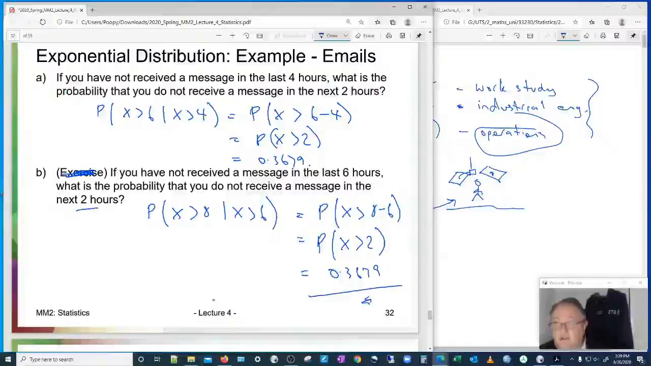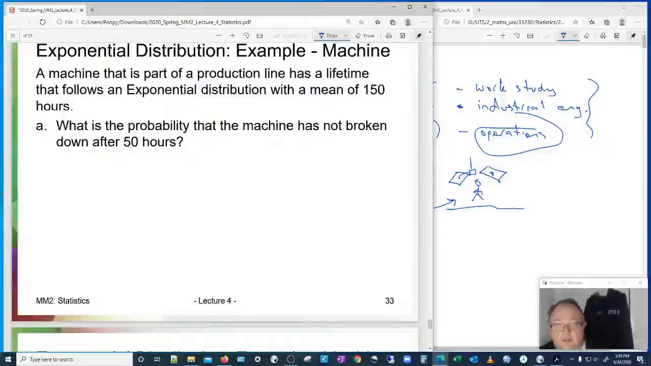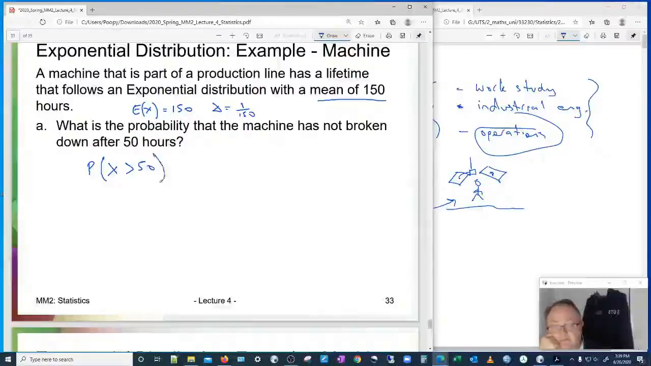All right. And finally, I think I've got: what is the probability? An exponential distribution. So this is helpful. I certainly would want you to be able to process this, with a mean of 150 hours. So expectation is 150 hours. That means our lambda is 1 over 150. What is the probability that the machine is not broken down after 50 hours? So we want the probability of success to be greater than 50.